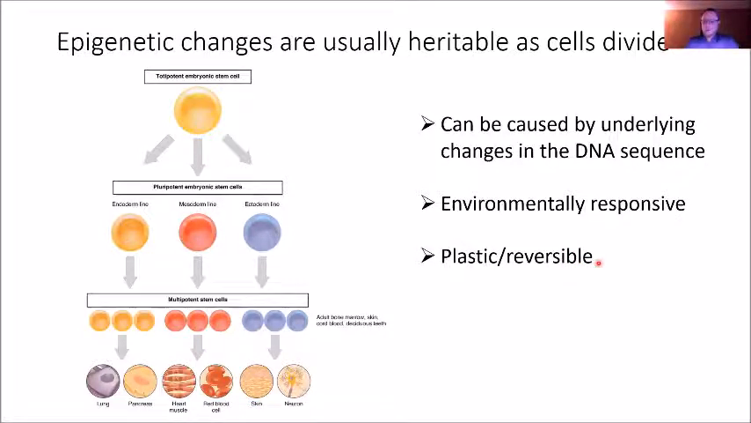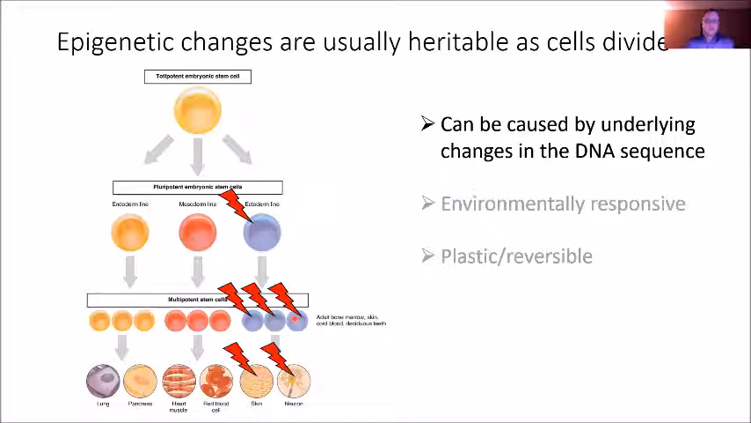But while this is what happens normally during development, what we have been studying is what happens when there is a change in the underlying DNA sequence. For example, if you were to have a mutation in the DNA at a certain point in development, then these changes are going to be propagated down to the cells and the tissues that develop from them. And the changes in epigenetics will also get propagated as well.